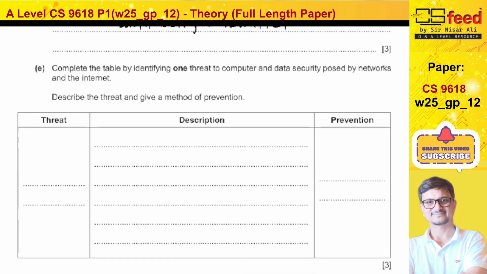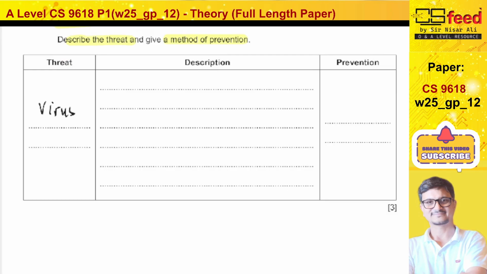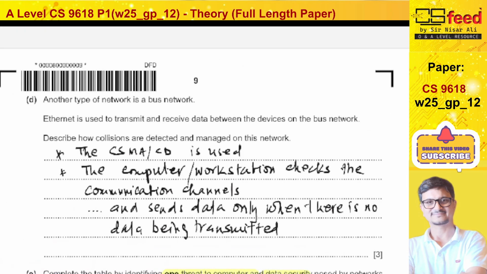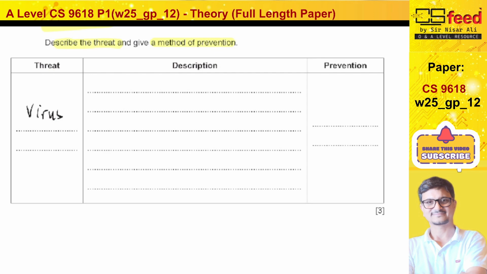Complete the table by identifying one threat to computer and data security posed by networks and the internet. Describe the threat and give a method of prevention. The threat is, for example, there can be many threats, like we can talk about the virus. So here we have 3 marks, which means we have to write one threat.